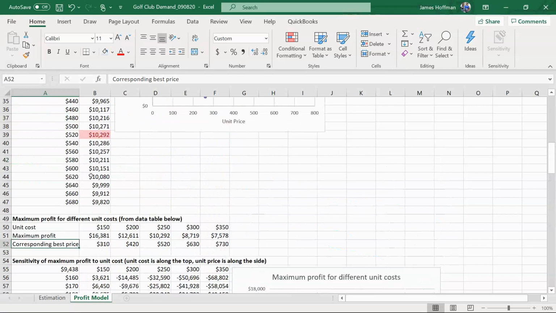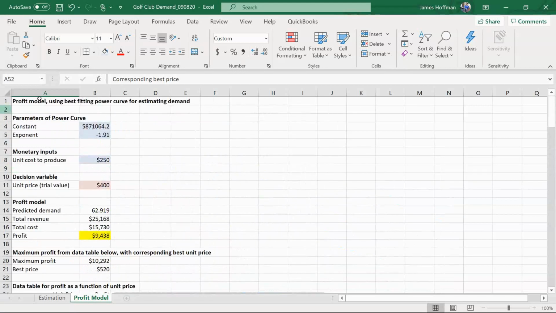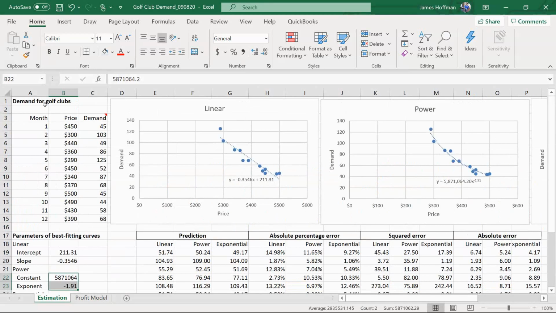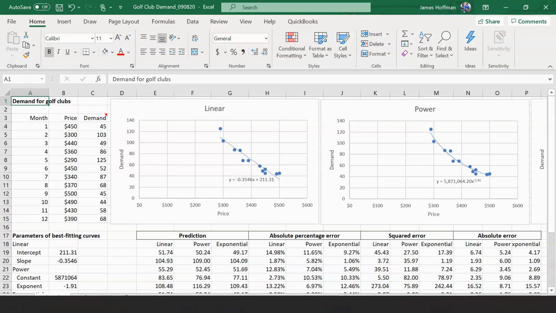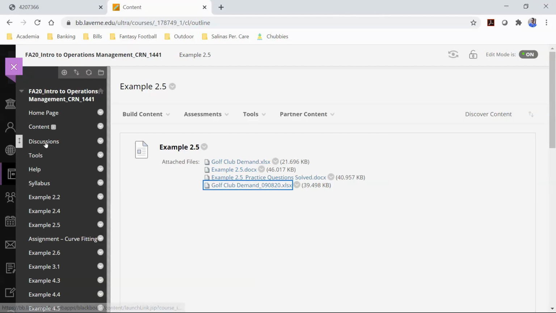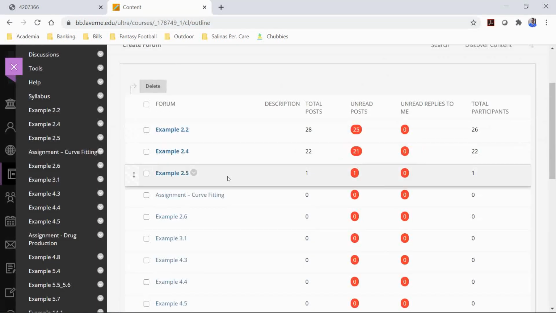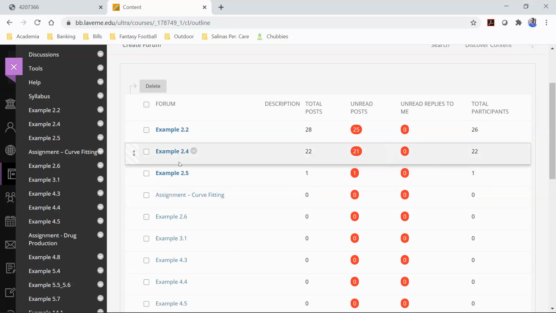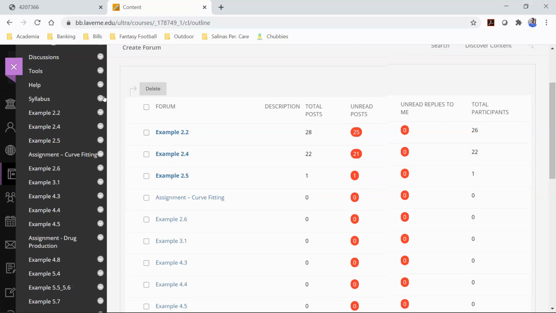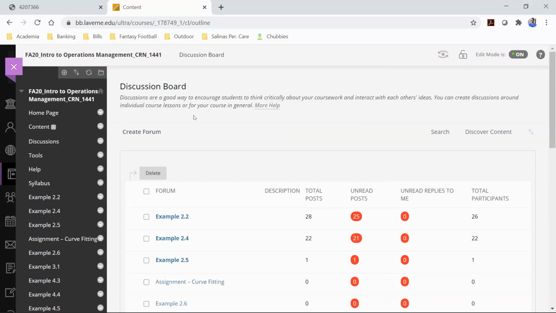Okay, so you got the whole profit model, the profit tab here, and you got the estimation tab we did Tuesday here. So save this whole thing, and whenever you're done with it, this goes here. Example 2.5. Alright, so that's example 2.5. It was a bit of a long one, but we're done with it now, I think. So we got a few more things to do today, but we're done with that.